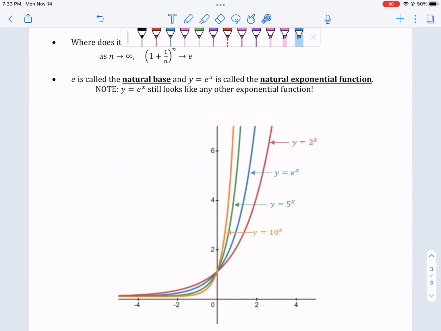On the other hand, if we were to take 1 over e raised to the x, it would make this shape over here, because 1 over e would be a number less than 1.